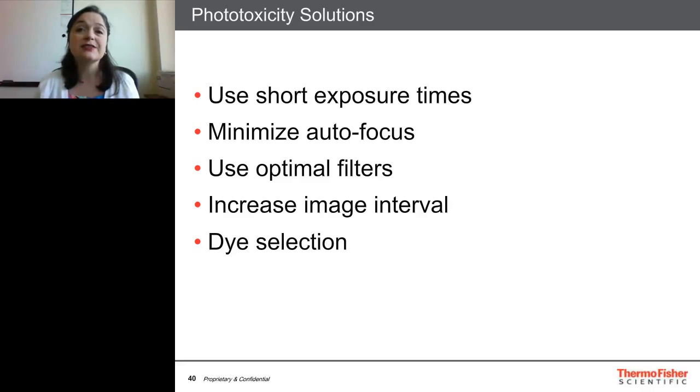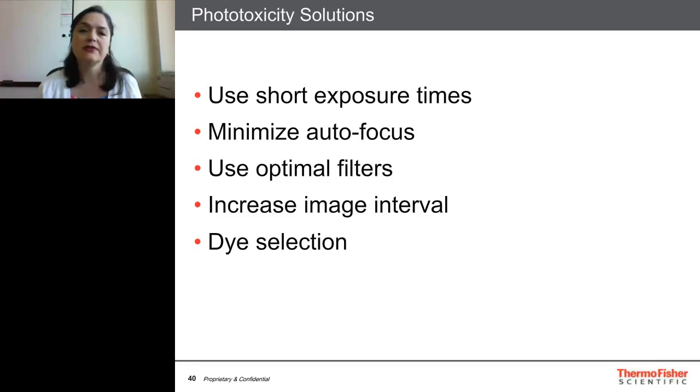Another thing to do is to use optimal filters, and we talked about that a little bit. You want to make sure that you're using the right filter set so that you're harvesting as much of the signal as possible. It'll mean you can use shorter exposure times. If you're trying to image overnight or a whole day, and you see phototoxicity, you might want to think about increasing the interval between the times you take images. So not only shortening the amount of time that you expose the cells to light and get your image, but also lengthening the amount of time in between images in your time lapse.